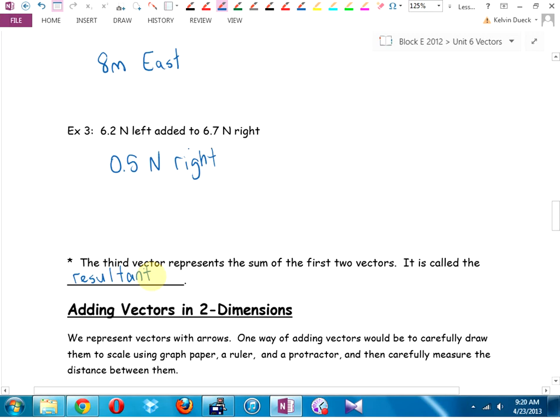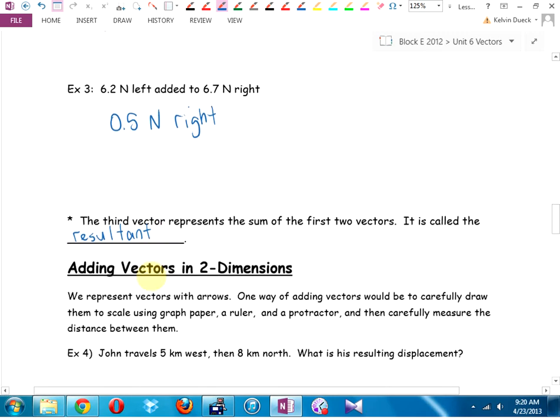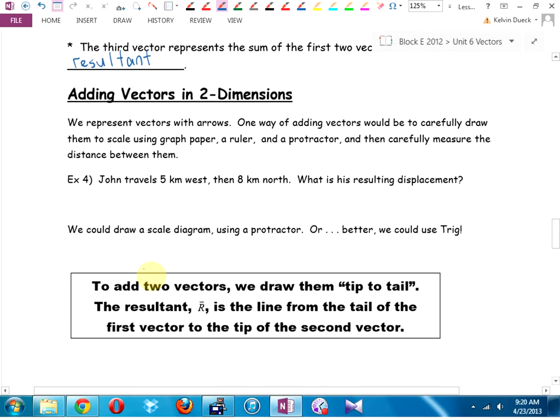Tara, I know what you're dying to ask. What about in two dimensions? What if they're not all in a nice straight line? Here it is, the point of today's lesson, and we'll probably continue with this after the test. Adding vectors in two dimensions, we represent vectors with arrows. The first way to add vectors would be to carefully draw them to scale using graph paper, a ruler and a protractor, and then measure the length of your vector and the angle. Example: John travels 5 kilometers west, then 8 kilometers north. What's his resulting displacement? We could draw that to scale, or better yet, we could use trig.